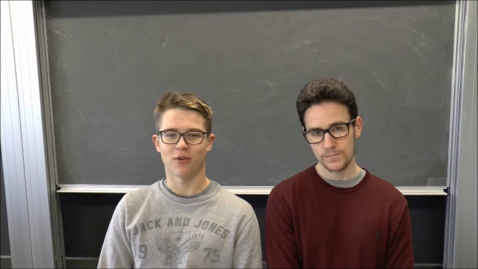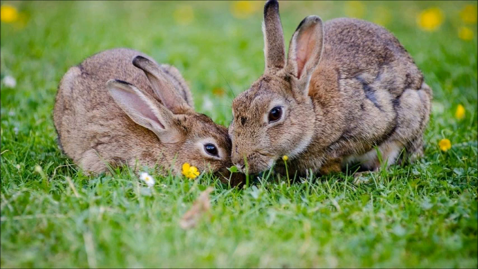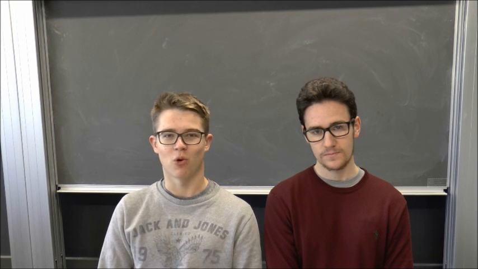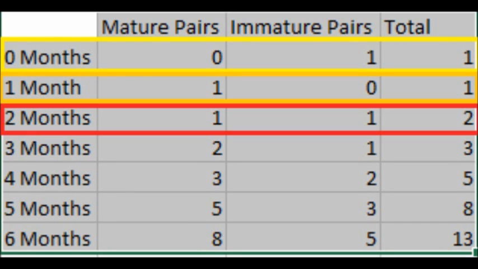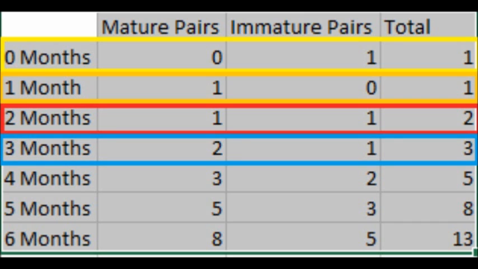Fibonacci imagined an ideal scenario where two rabbits are in a field. He decided that it took 1 month for the rabbits to mature, and then a further month for them to give birth. Starting with one pair of immature rabbits at 0 months, 1 month on, the rabbits mature, and at 2 months, the pair produce some offspring. So now there are 2 pairs in the field. At 3 months, there are now 2 pairs of mature rabbits and 1 pair of offspring rabbits.